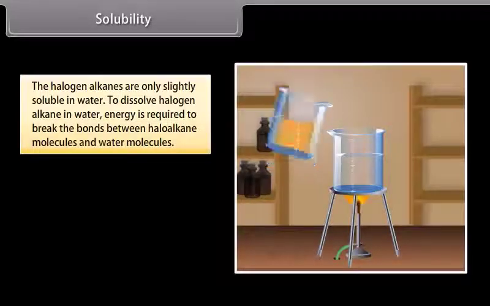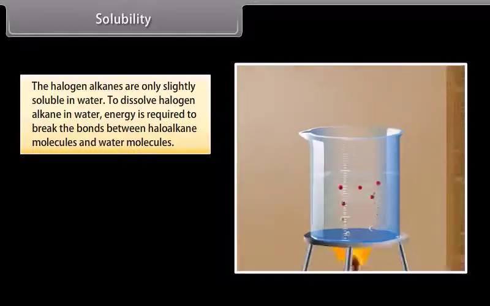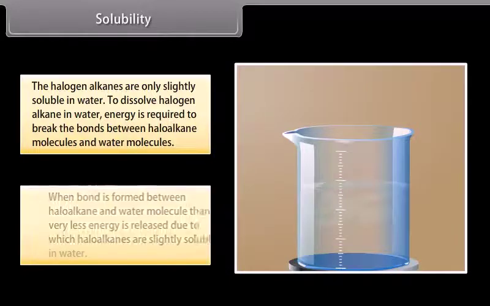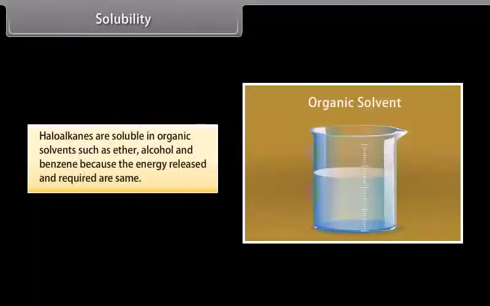Solubility. The haloalkanes are only slightly soluble in water. To dissolve haloalkane in water, energy is required to break the bonds between haloalkane molecules and water molecules. When a bond is formed between haloalkane and water molecule, very little energy is released, due to which haloalkanes are slightly soluble in water. Haloalkanes are soluble in organic solvents such as ether, alcohol, and benzene because the energy released and required are the same.